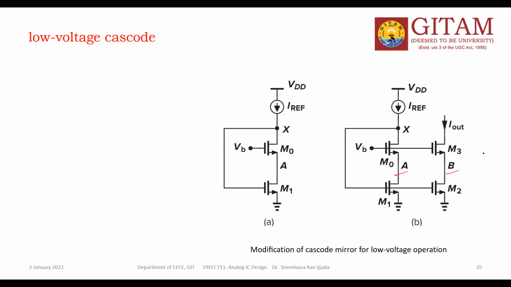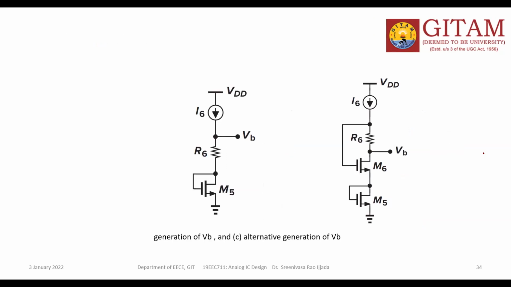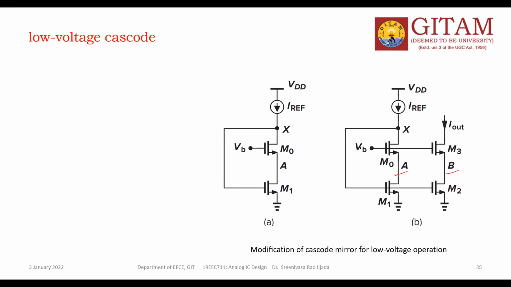The level shift between the gate and drain voltage need not be created by a resistor. Earlier, what did we do? We placed a resistor, this is the resistor R1. Now it says the level shift between the gate and drain voltages need not be created by a resistor. It is not required.